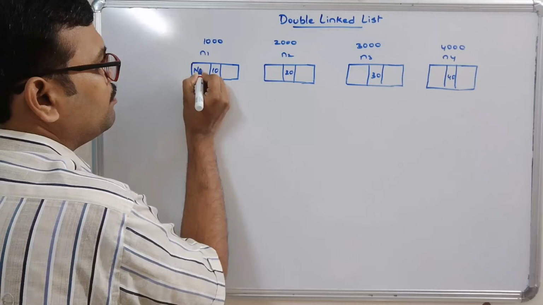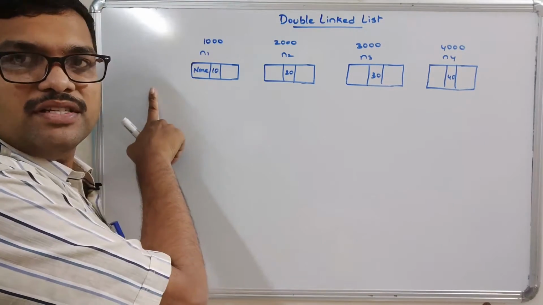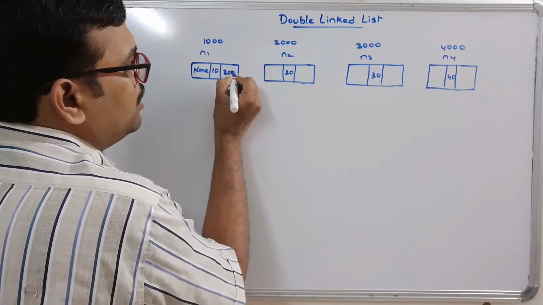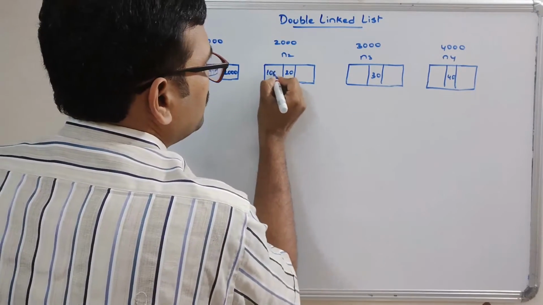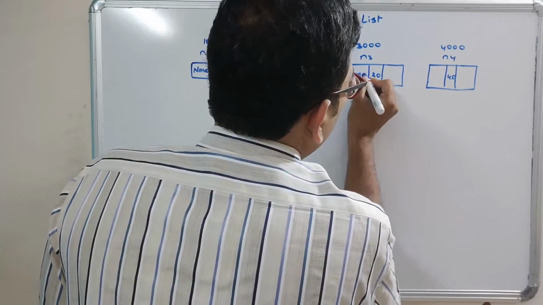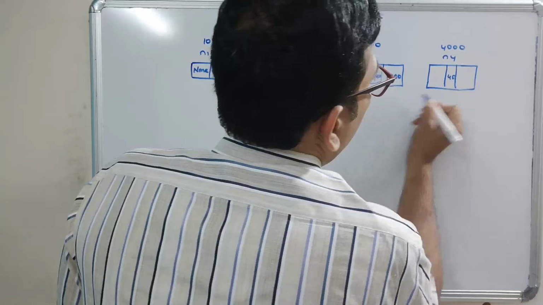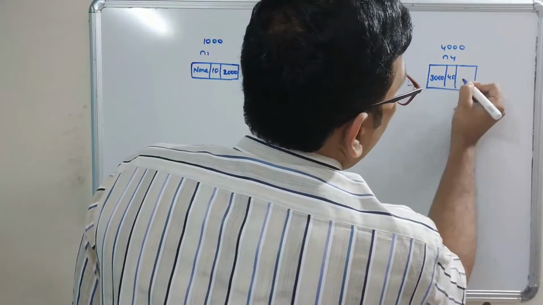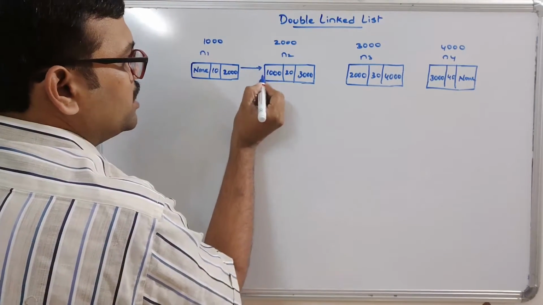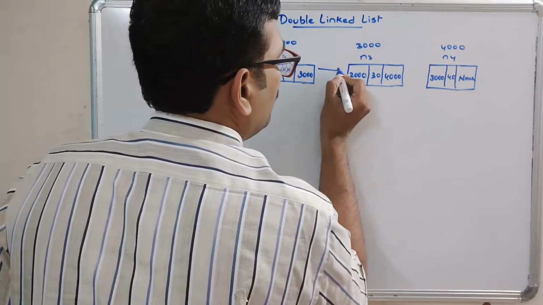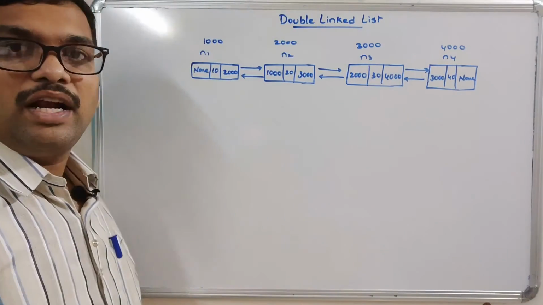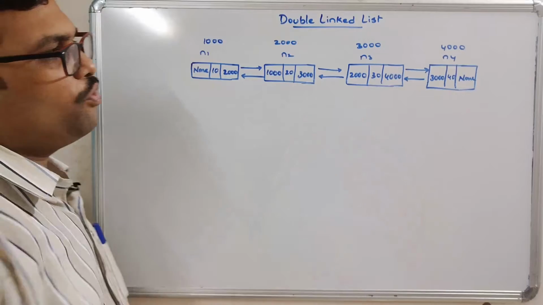Now this is none because this is the first element, there is no previous. This is none and it stores the address of the next one, 2000, and this is 1000, 3000 and again 2000 and 4000 and here 3000 and none because this is the last element, right? So there will be 2 links. Right, now let us assume these are the 4 elements.